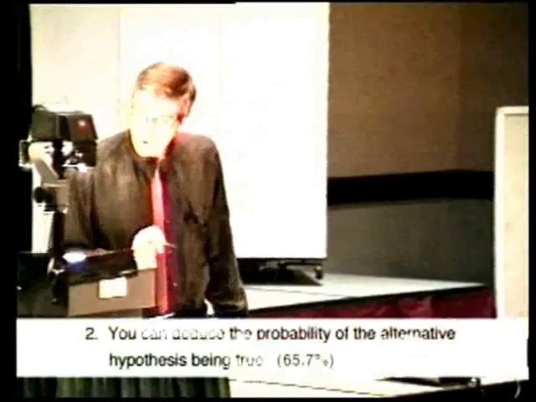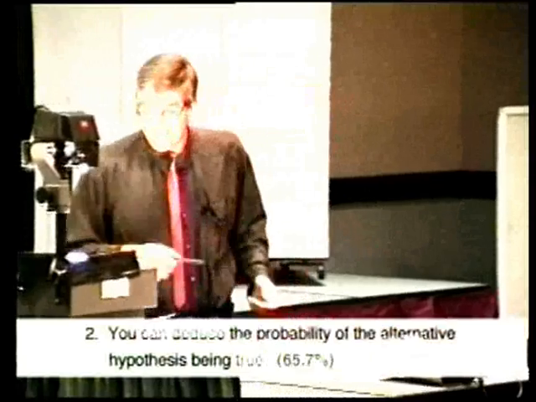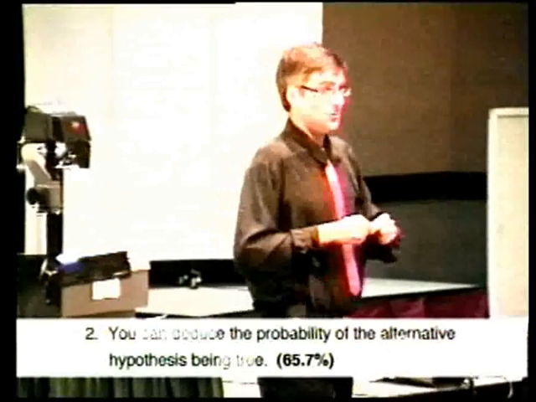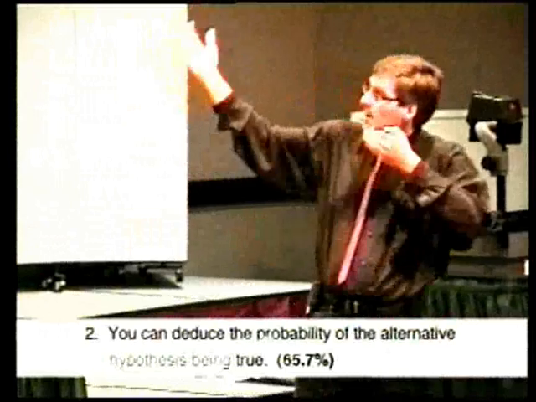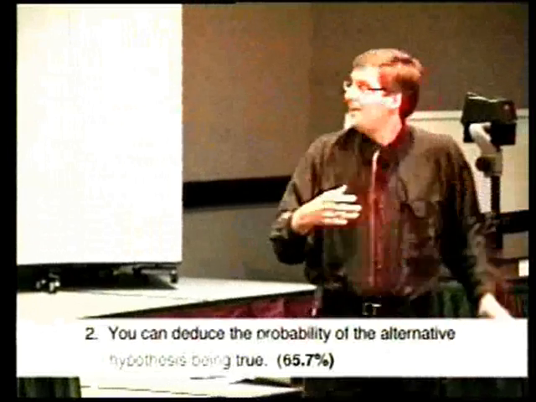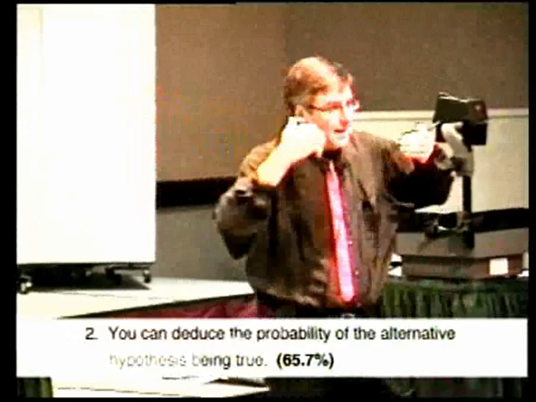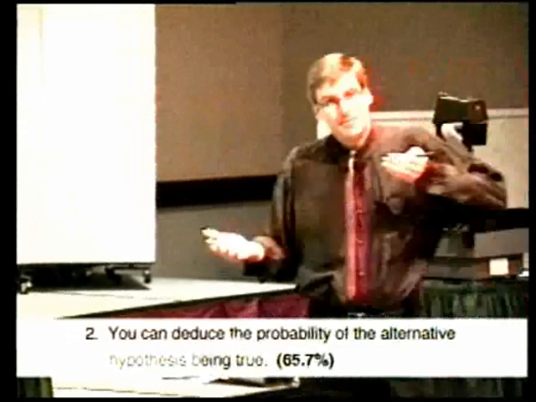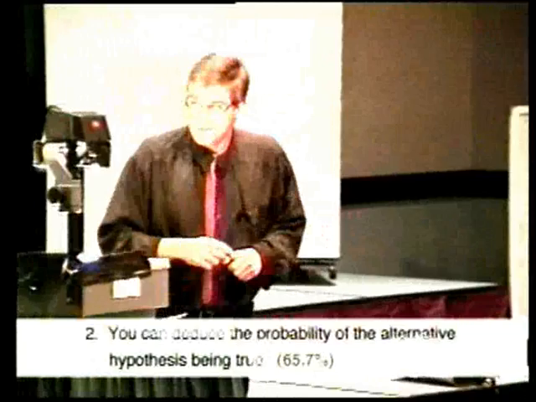The second one: you can deduce the probability of the alternative hypothesis being true. 65.7% said that was true. Now, I don't understand how. It seems to me that 2 is the converse of 1. That if you find the probability of the null being true, that's 1 minus the probability of the alternative hypothesis being true. But yet, 65.7% said that this was true.